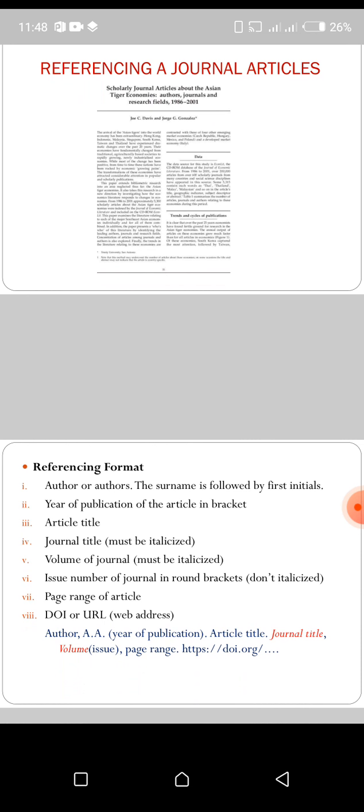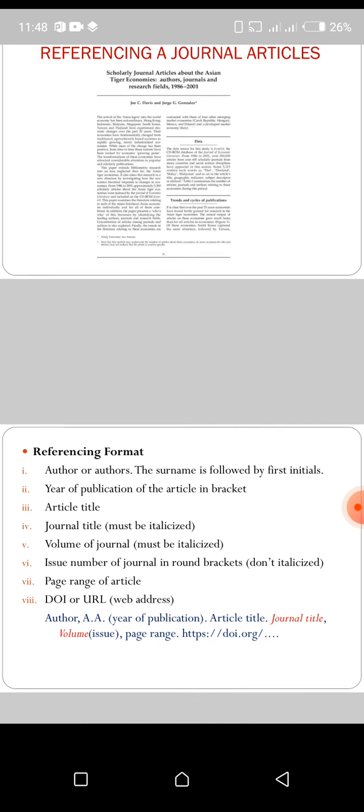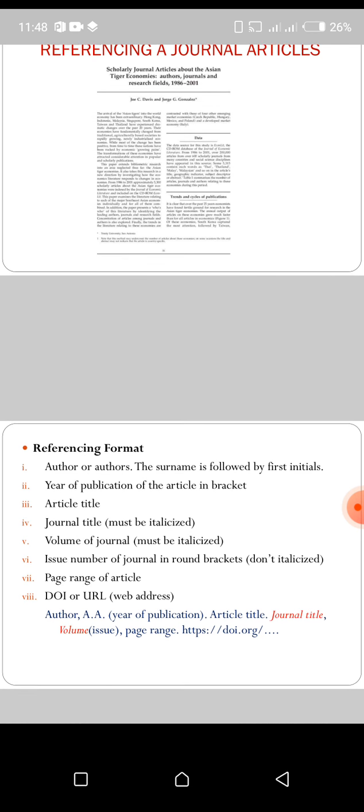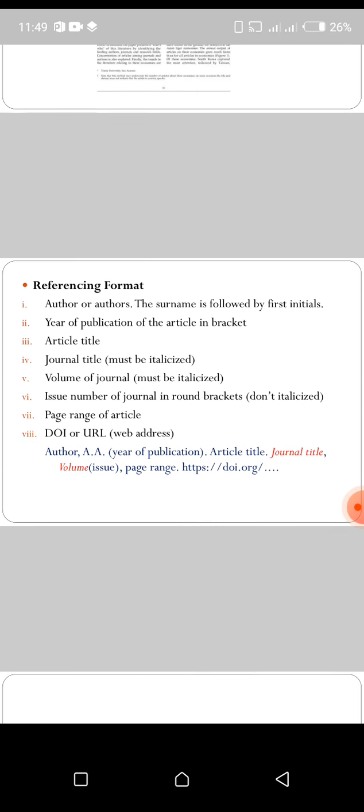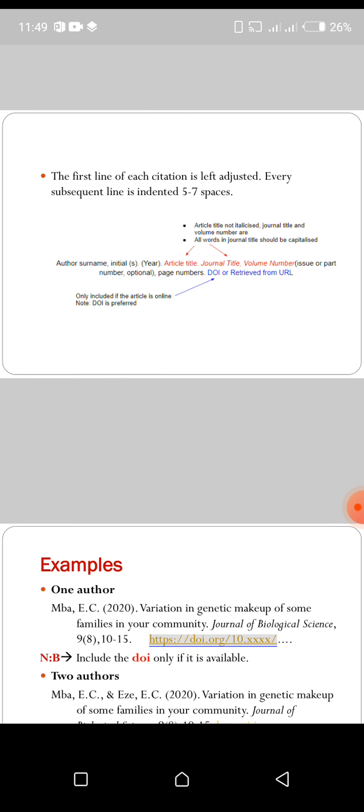The DOI is always preferred for a journal article, except in some cases where the DOI is not available, then you provide the website, that is the URL. You can see clearly how it is done. The author's surname, year, article title, journal title, volume number, just like what I've mentioned earlier.